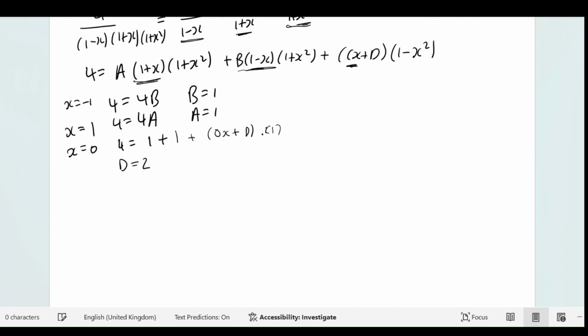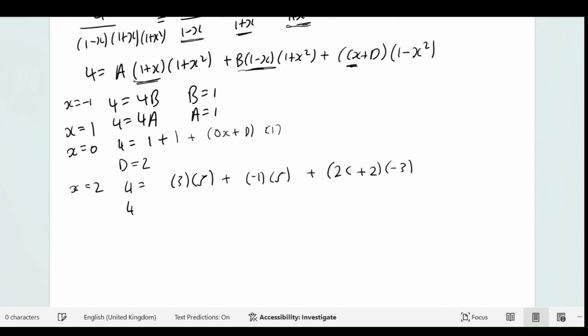And the final x value I'm going to use is just x equals 2, just a random value. And what we get is 4 is equal to A times 3. Oh, sorry, A is equal to 1, so we don't even need to include this. We can just do 3, then 5 plus B, so B is 1, so it'll be 1 minus 2 is -1, and this is also 5. And then we have Cx, so that will be 2C plus 2, because D is equal to 2. 1 minus 2 squared is -3.